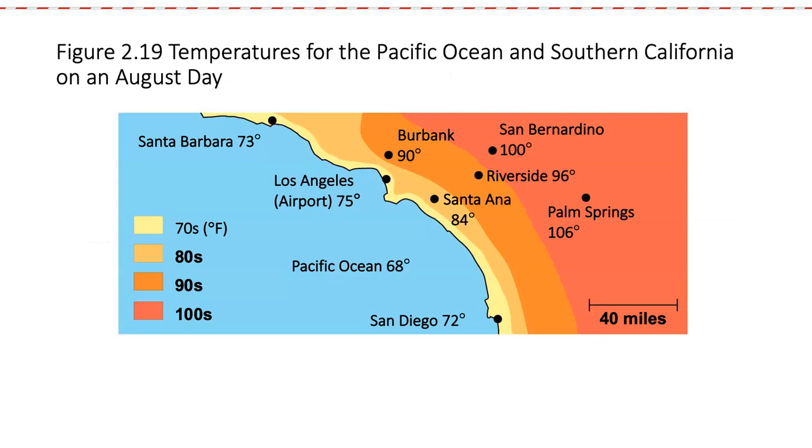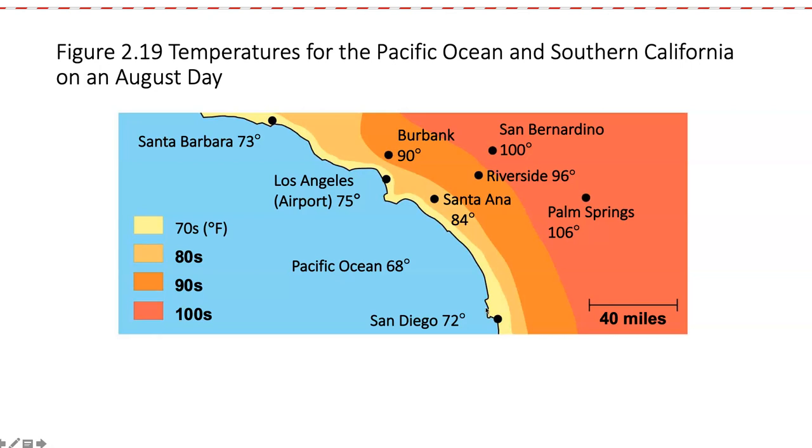A really practical application of this is thinking about the ocean. So here's the Pacific Ocean, and in this region of the Pacific Ocean, it's 68 degree water temperature. And right along the edge of that water, you have a couple of major cities. There's San Diego and Los Angeles. There's Santa Barbara, which is a smaller city, but still, it's a pretty cool city. All of those cities have average temperatures in the 70s.